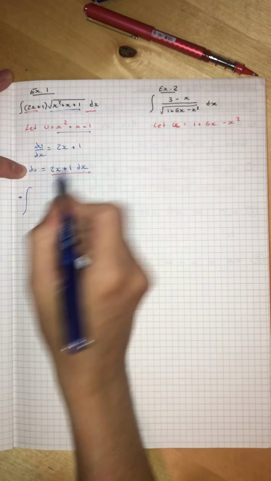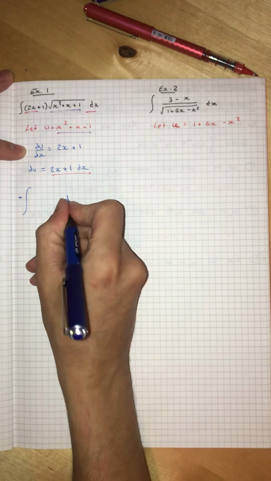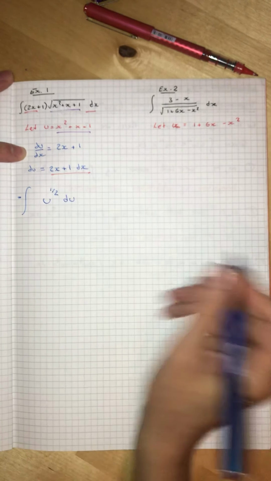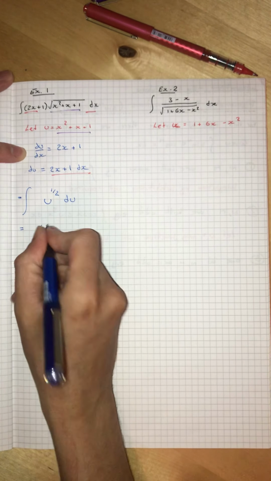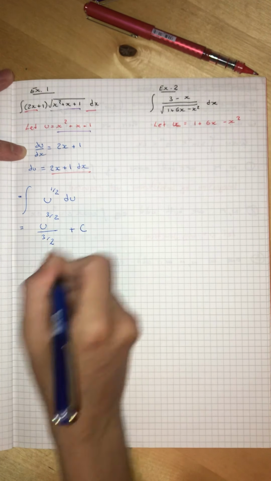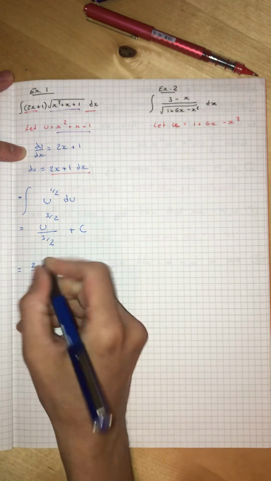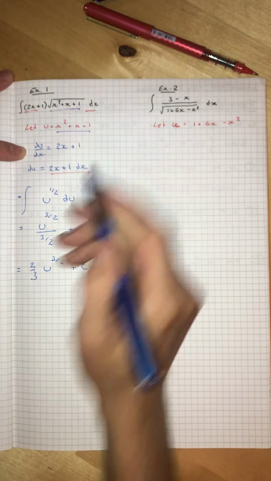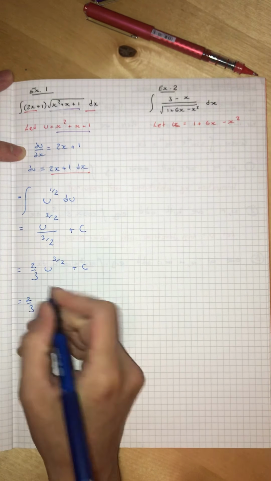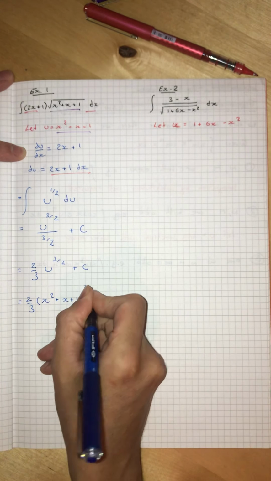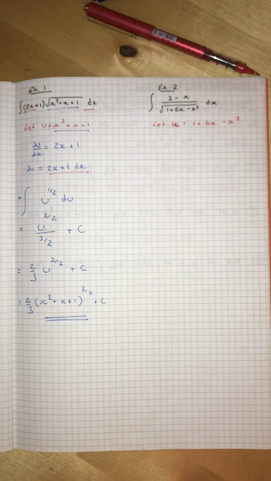So we get the integral of u square rooted, du, which I'll just change to u to the half, because now I can just do u^(3/2) divided by 3/2 plus c, which equals 2/3 u^(3/2) plus c. And I'll replace the u with x^2 + x + 1 to the power 3/2 plus c, like that. So let's do another one.